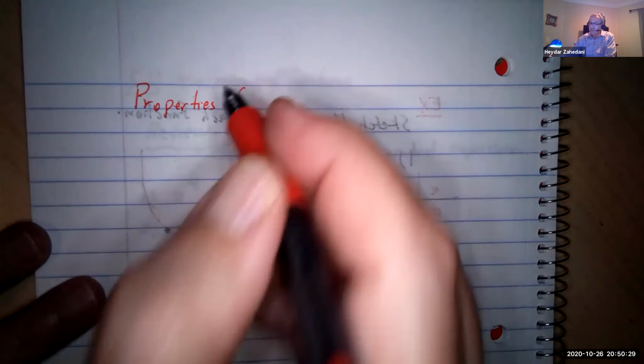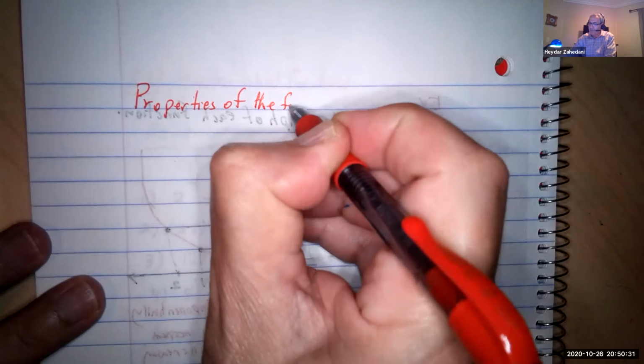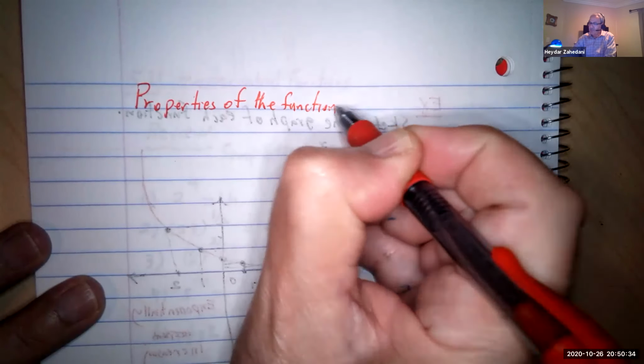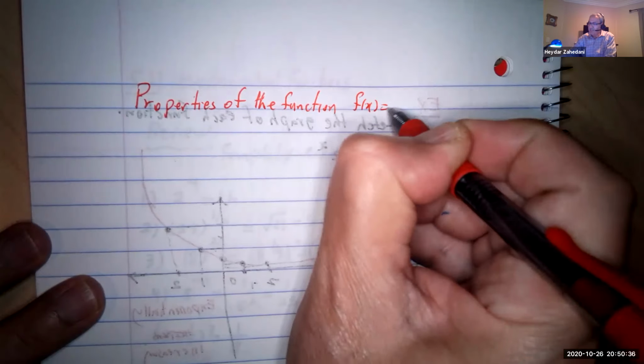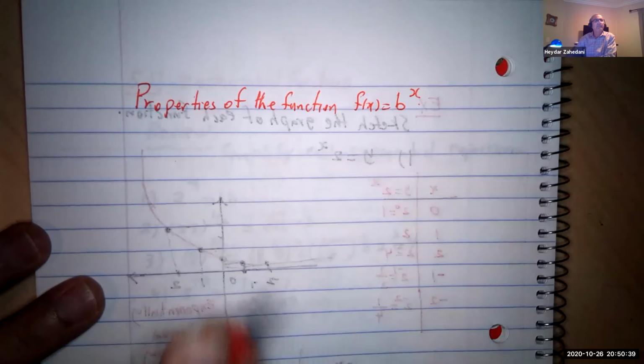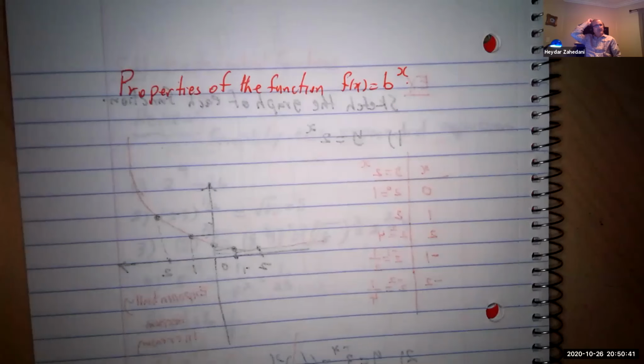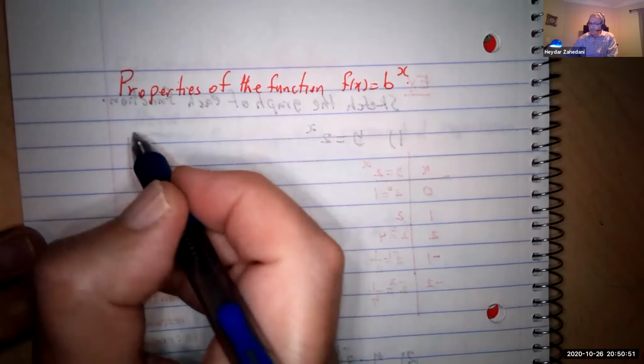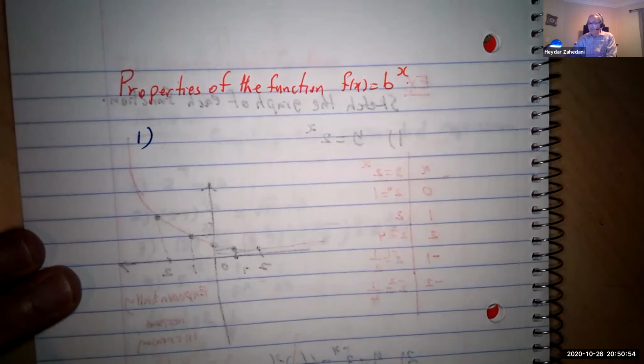Okay, so there you are. What are the properties of this function, f of x equals b to the x, the exponential function? You know that the base must be just a positive number, and we are going to use all these properties in the problems that we have. The first part, the important part, is the domain.